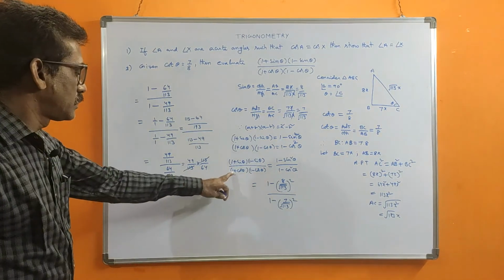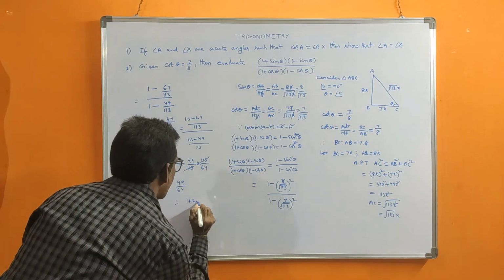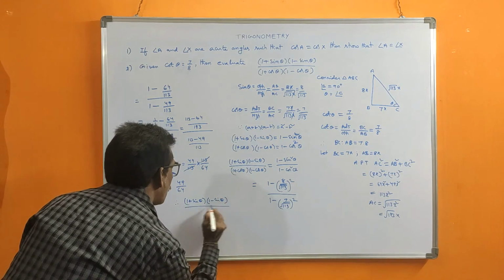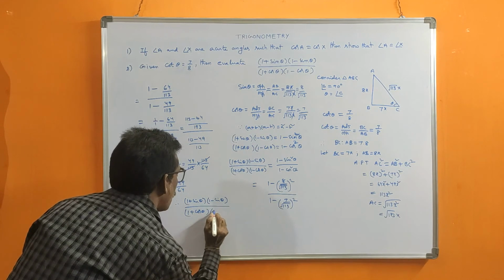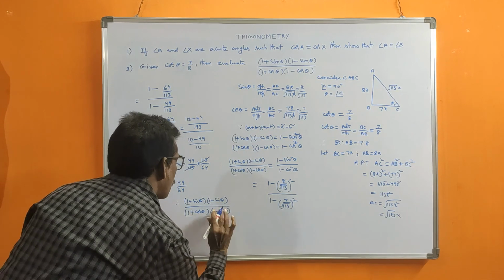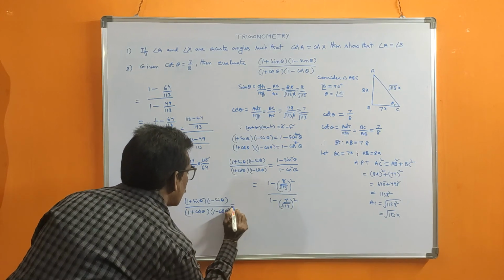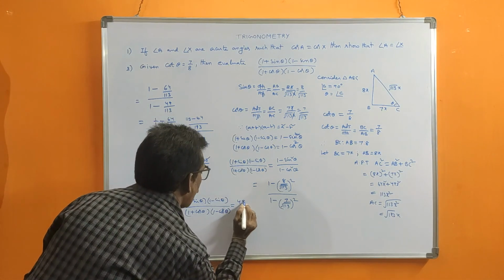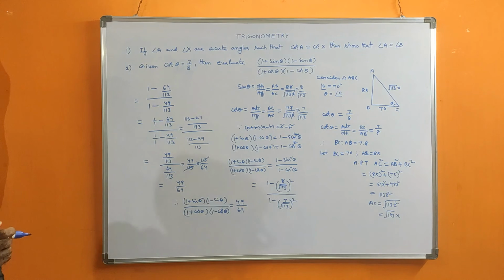Therefore the value of 1 plus sin theta into 1 minus sin theta, whole by 1 plus cos theta into 1 minus cos theta, what he asked, that value is 49 by 64.